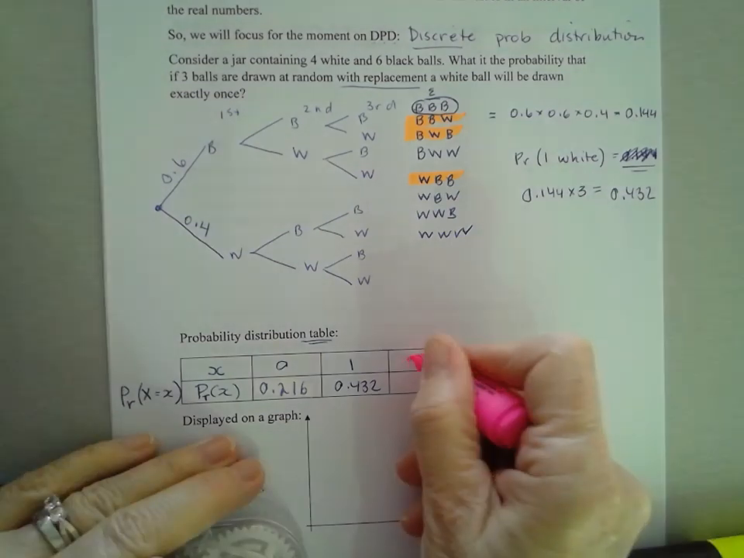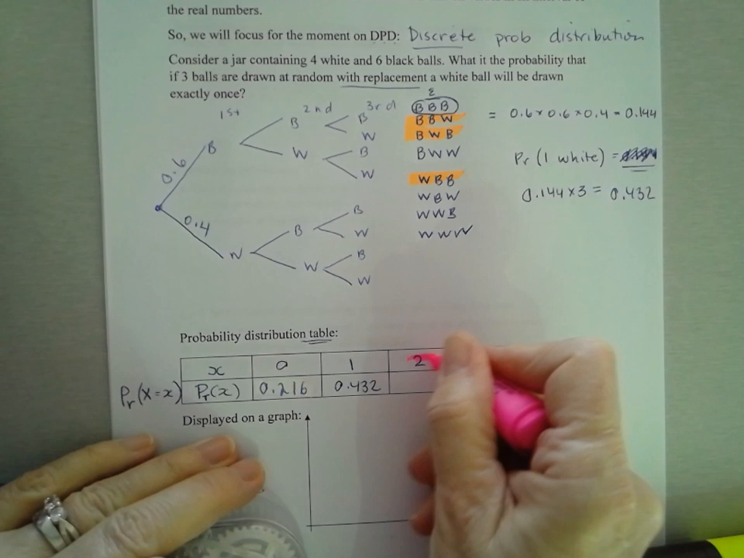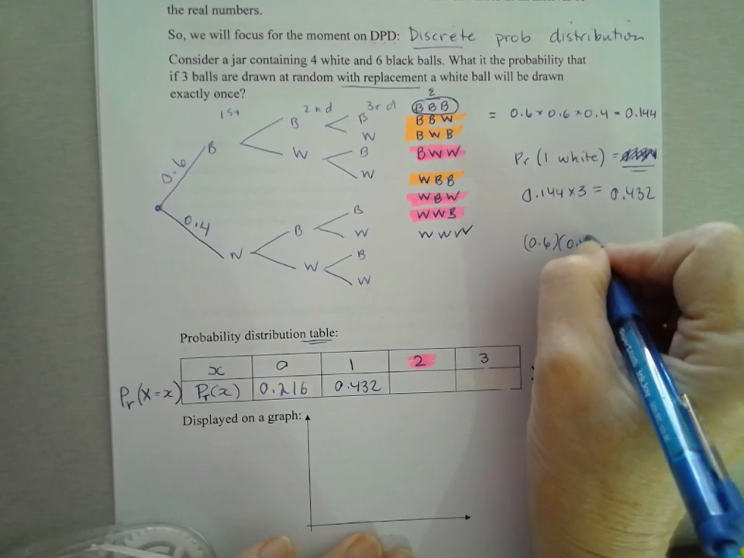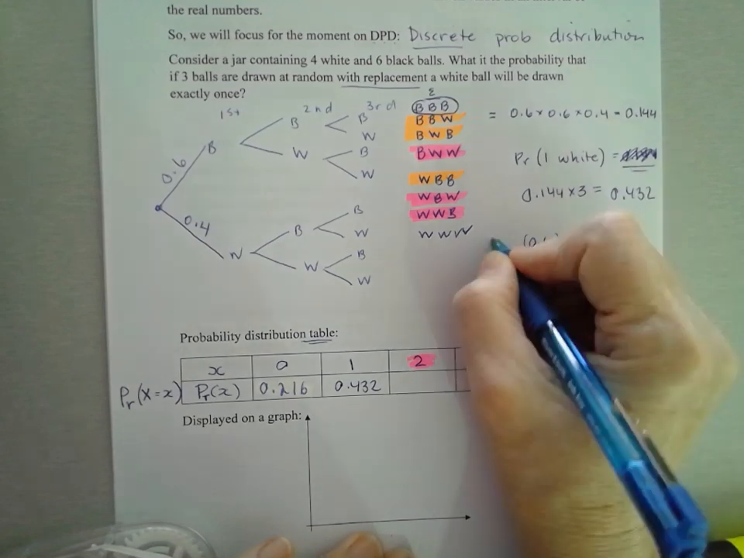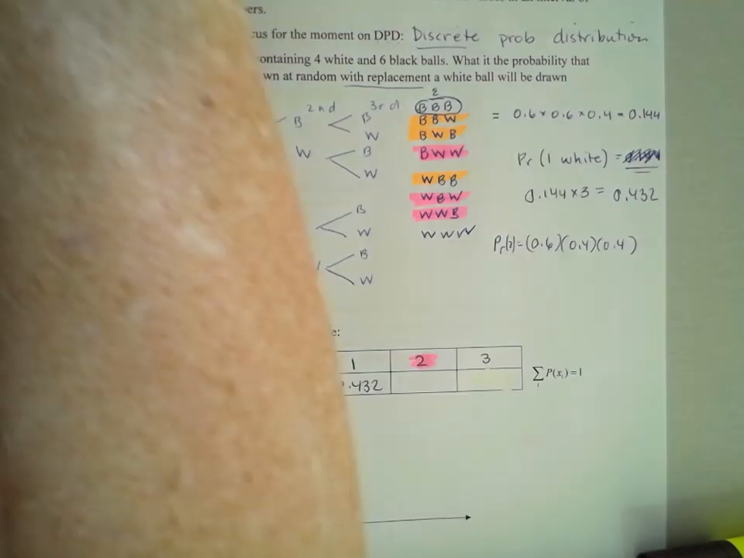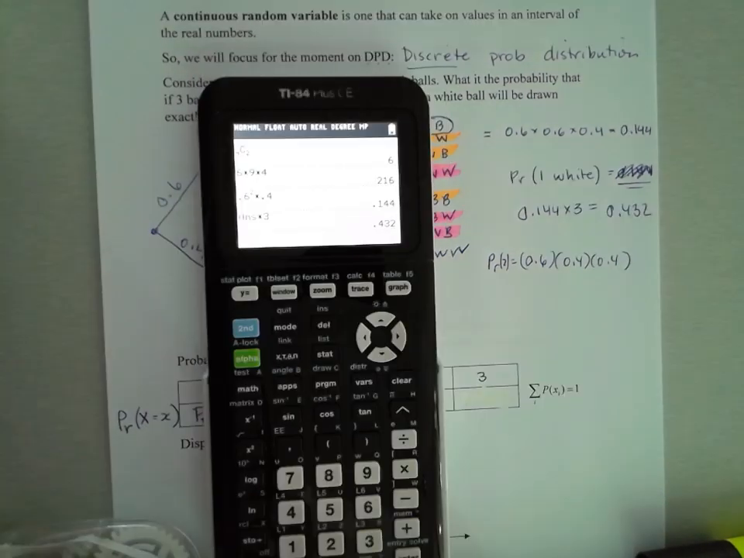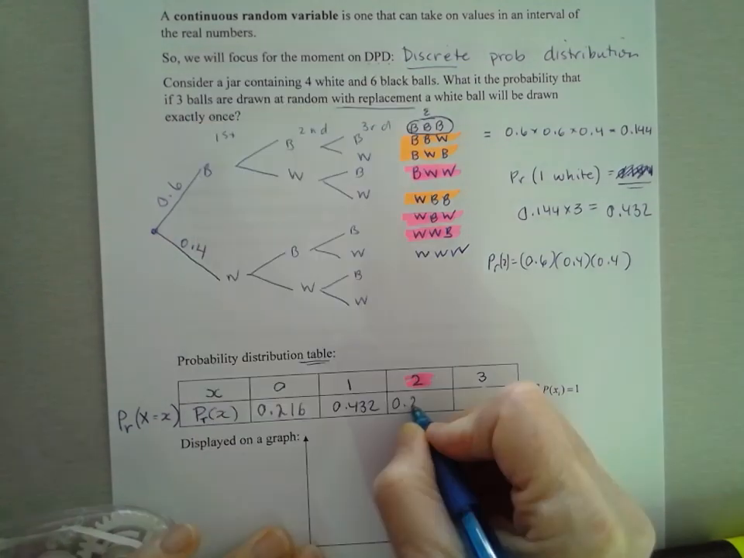And then 2 is here. All right, 2, we'll do in pink, is 2 white, 2 white, 2 white. 0.6 for the black, and then 0.4 and 0.4. Do you agree? Probability of 2 whites. 0.096. Is that right? Oh, times 3. There's 3 of them. 0.288.